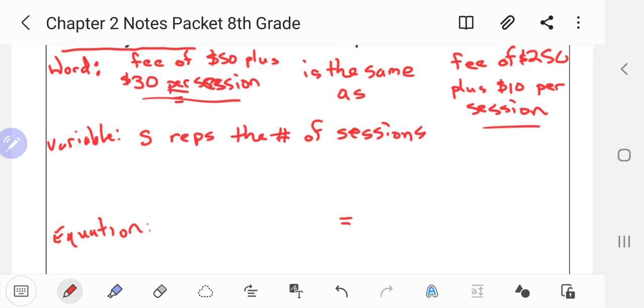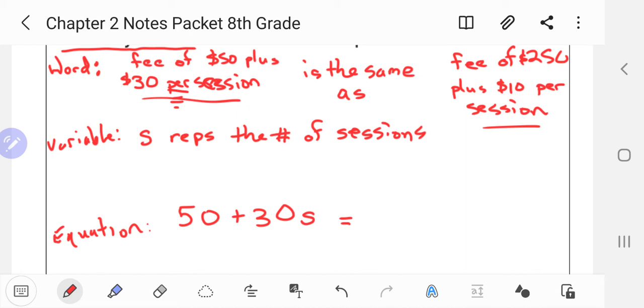And there's that word per session, or rate. That typically means multiplication here. And what are we going to multiply the 30 by? Well, however many sessions you take. If you take 2 sessions, it'd be 2 sets of 30, 2 times 30. If you take 30 sessions, it'd be 30 times 30. 10 sessions, it'd be 30 times 10. So we have that fee of $50, and then we're going to add to it $30 per session.